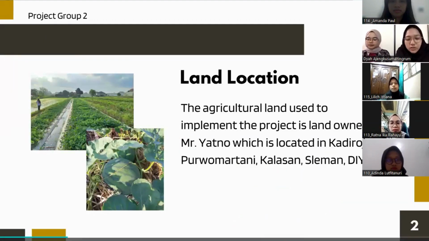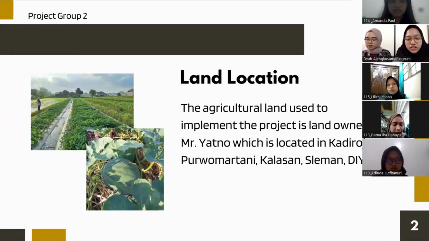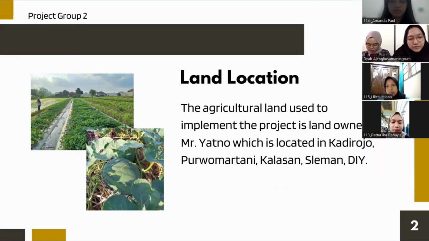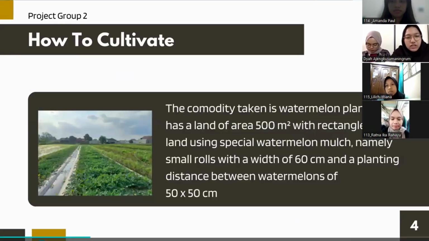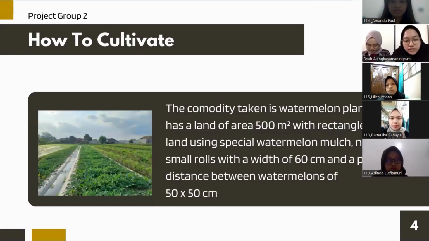Okay, this project was carried out on Pak Yatno's agricultural land in Kadirojo, Purwomartani, Kalasan, Sleman, Daerah Istimewa Yogyakarta. On that land, watermelon plants are cultivated.